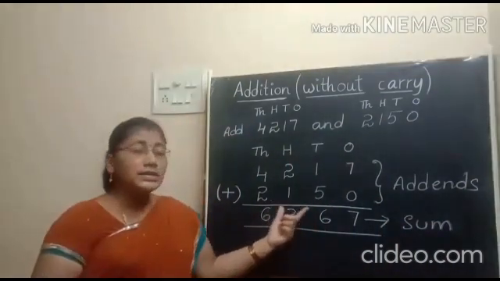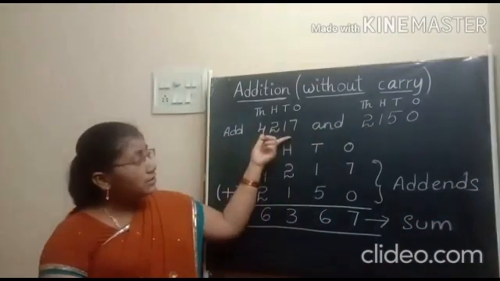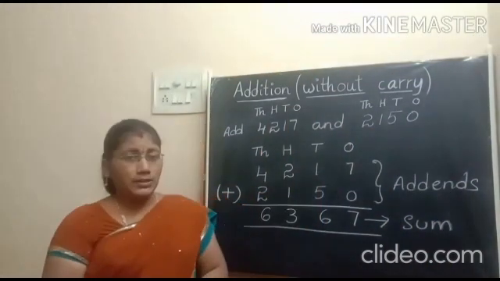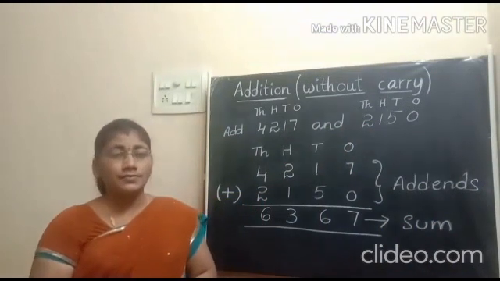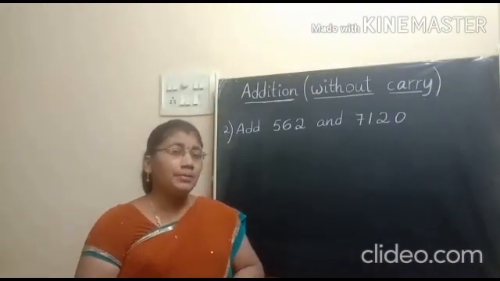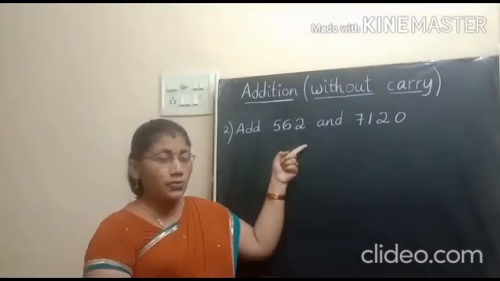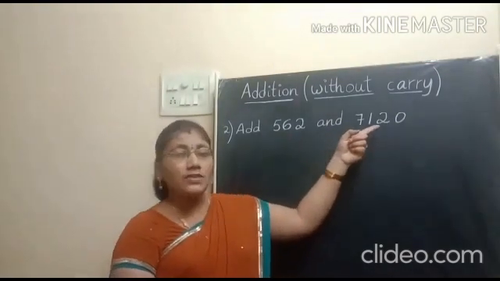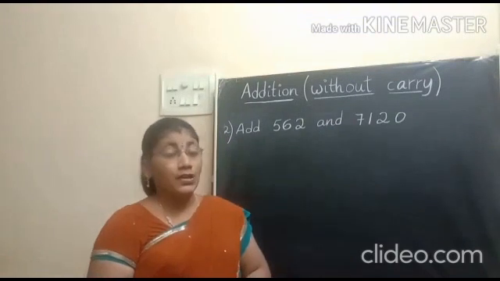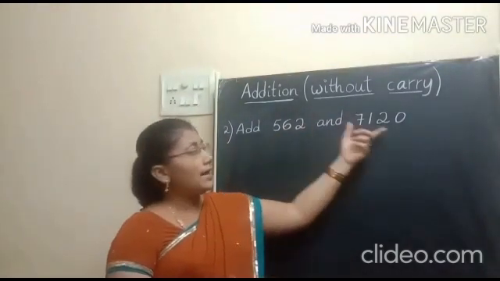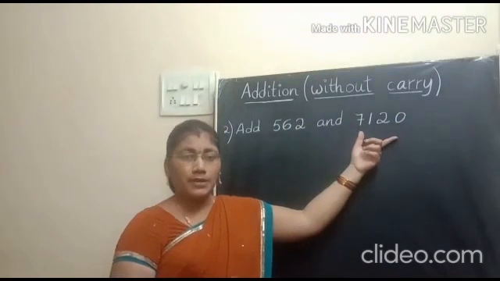So, this is the sum of 4,217 and 2,150. Is it clear, children? The next example is add 562 and 7,120. Here, I am taking a 3-digit number and a 4-digit number.